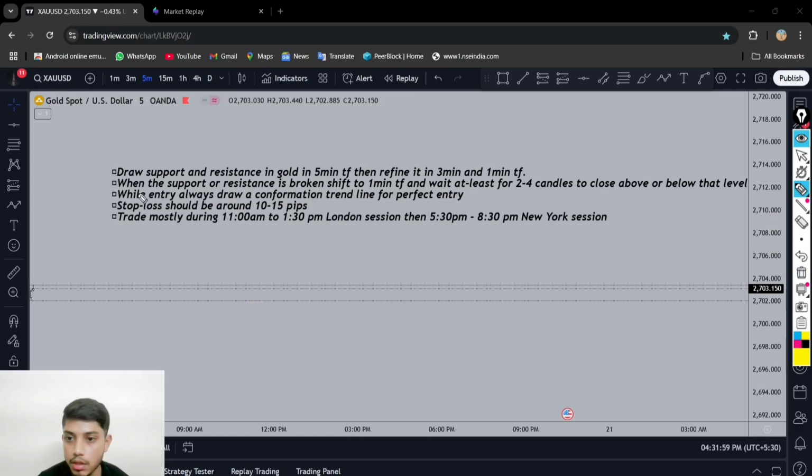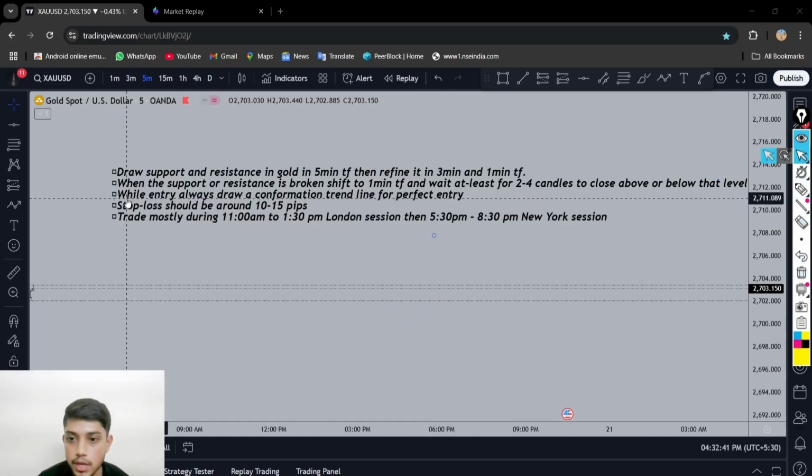The second rule is, whenever the support or resistance is broken, shift to the 1-minute time frame and wait for at least 2 to 4 candles to close above that level, which means the breakout is done. We have to let the market sustain above this level so that it gives more opportunity and more time for the new buyers or sellers to enter the market, because the more buyers and sellers are present, the more stop losses will be present below that level, because of which the market can give a quick movement. So you have to always wait for 2 to 4 candles to close above that level.